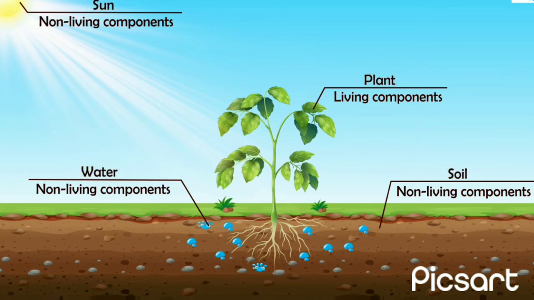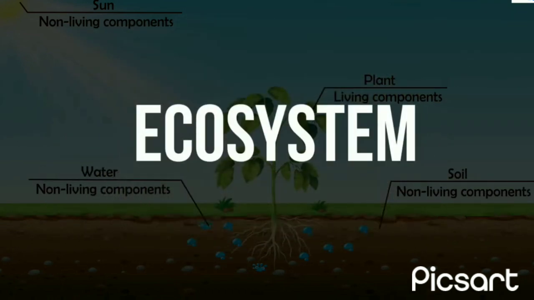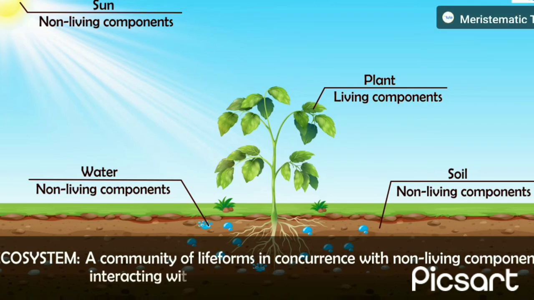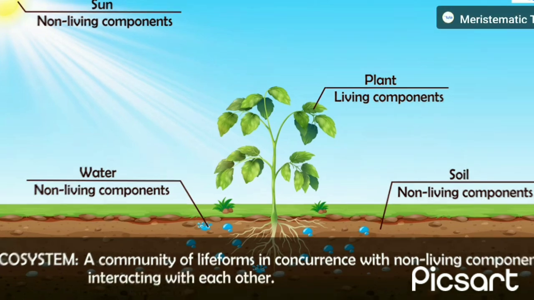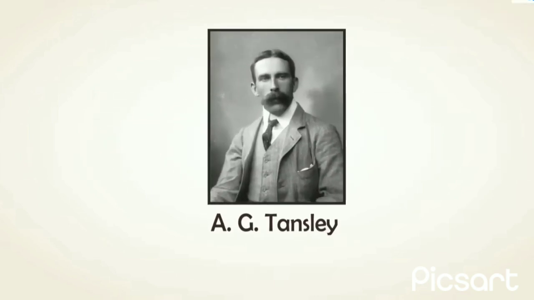In our surroundings, there are many living and non-living things and they coexist. They constantly interact with each other. This is what an ecosystem is. Ecosystem, a community of life forms in concurrence with non-living components interacting with each other. The term ecosystem was first coined by an English scientist, A.G. Tansley, in the year 1953.